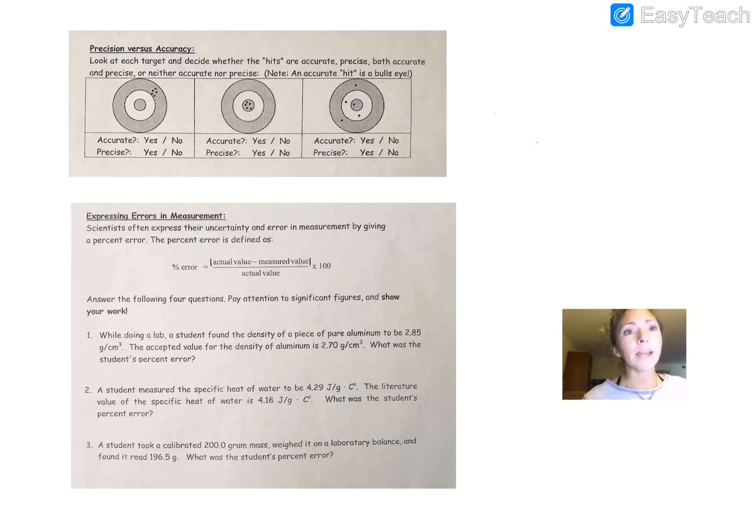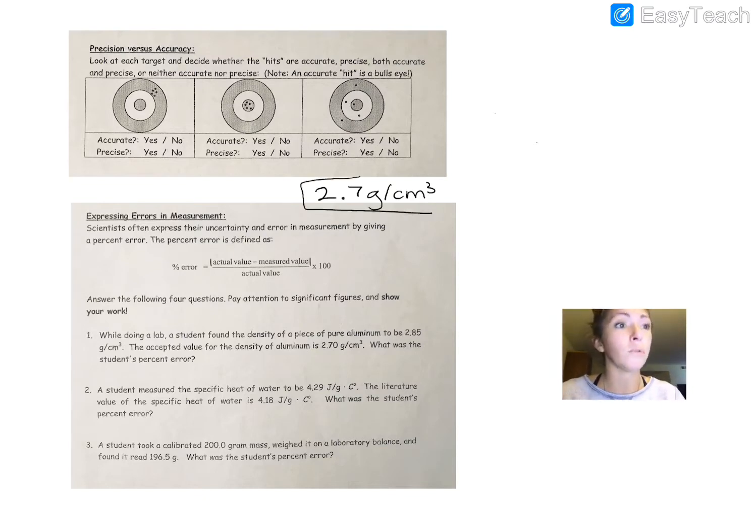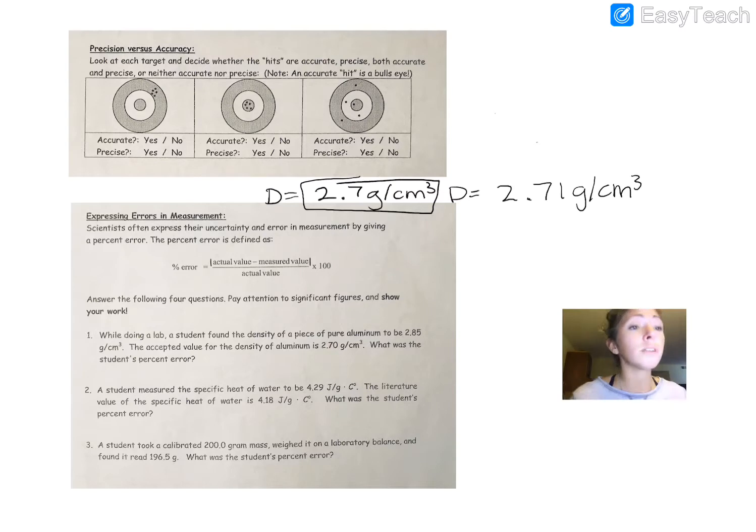So accuracy has to do with how close you are to the actual value. Last week we were solving for density, right? And it was said that the density of aluminum was 2.7 grams per cubic centimeter. Let's say that you took the mass and volume of a piece of aluminum and you found the actual or correct value for the density of aluminum. I'm going to put D for density, but let's say you solved for it and you got 2.71, okay? That's really super close to the actual or accepted value.